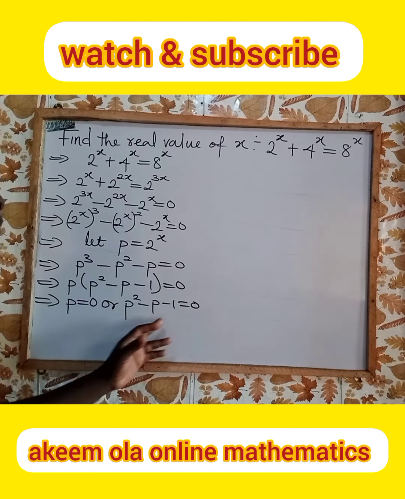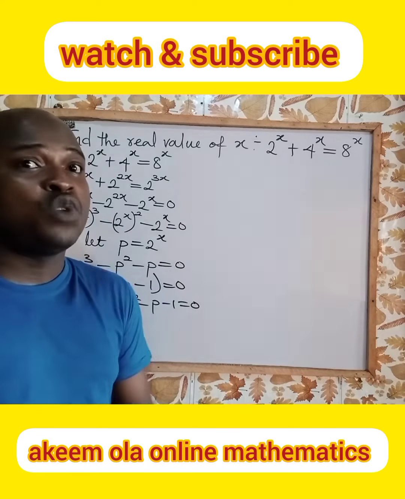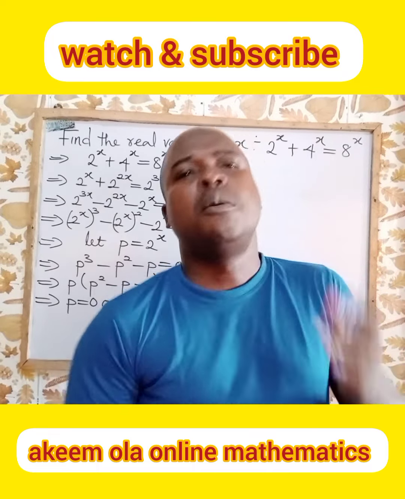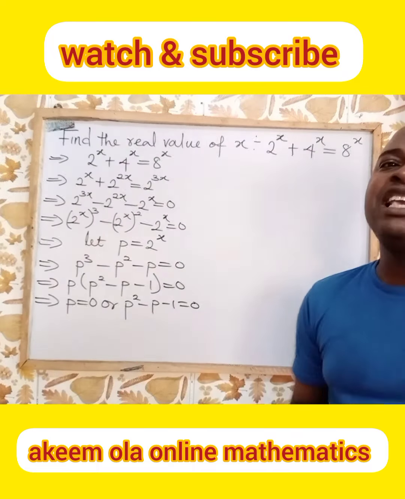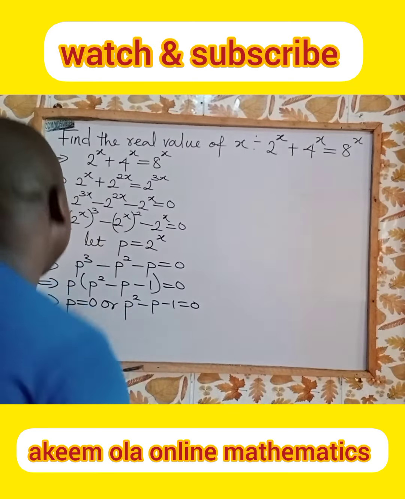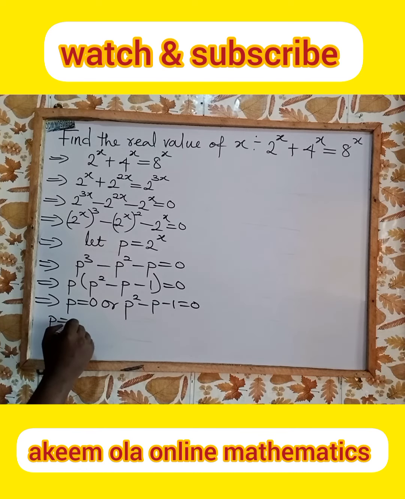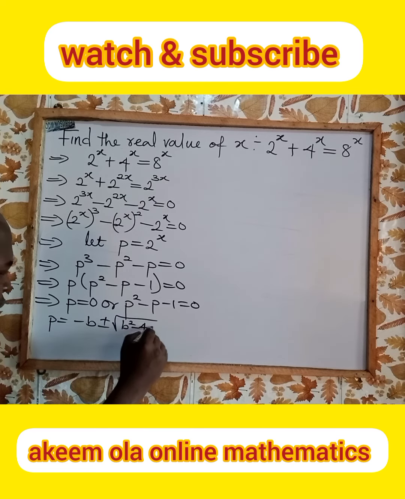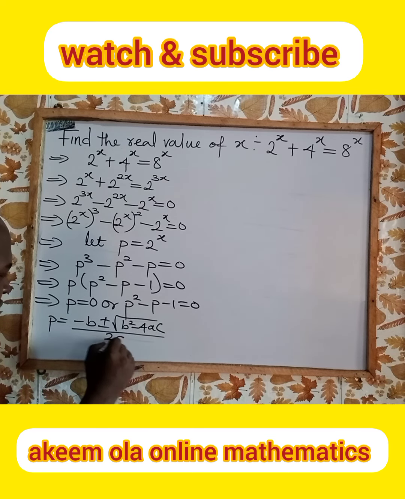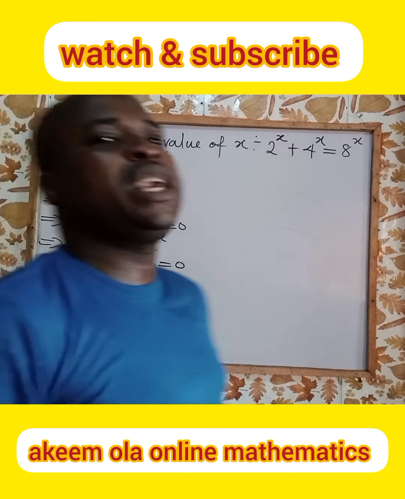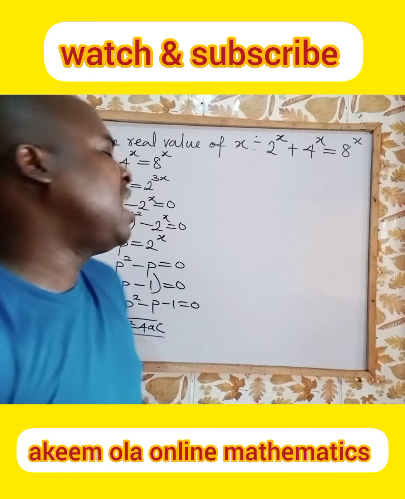And as you can see, this one here is a quadratic equation, of which we can use the method of solving quadratic equation to solve it. But the best method we can use here is the use of the general quadratic formula, as in p is equal to minus b plus or minus the square root of b squared minus 4ac all over 2a. So from here, we can get the value of our a, we can also get the value of our b, and we can also get the value of our c.